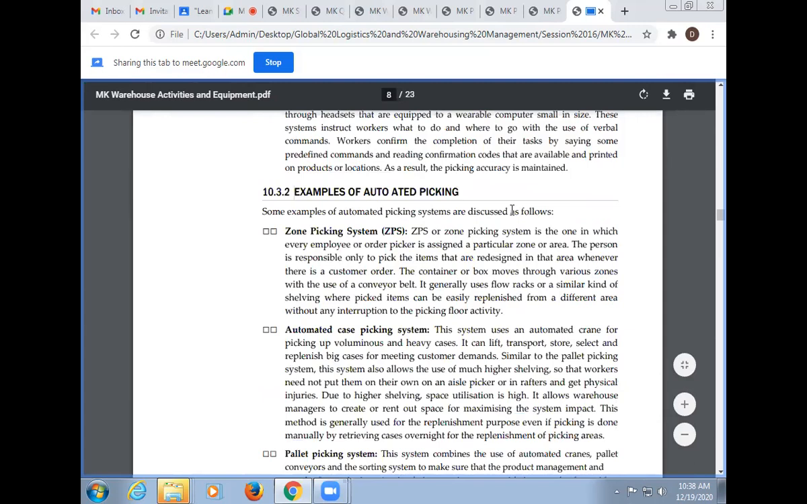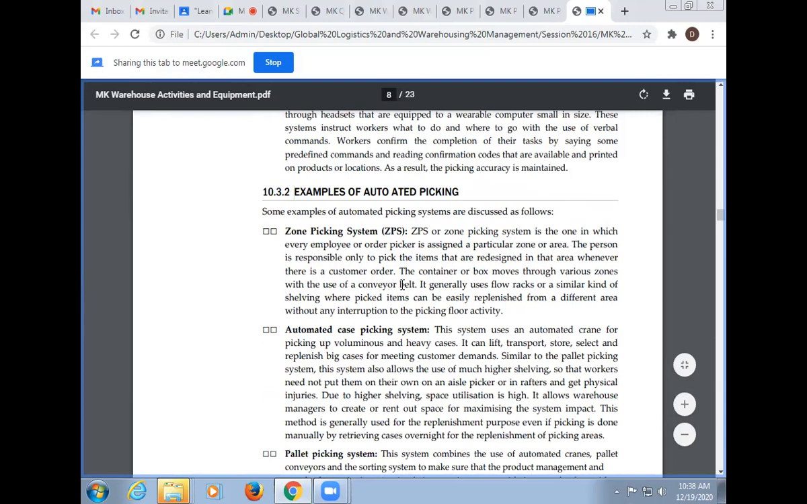Examples of the automated picking system. Some examples of the automatic picking system are discussed below. Zone picking system. The zone picking system is the one in which every employee or order picker is assigned a particular zone or area. The person is responsible only for picking the items that are located in that area.